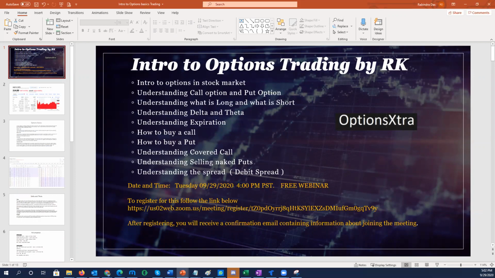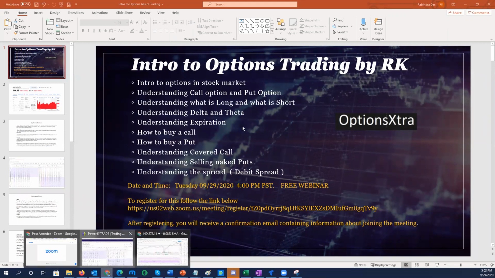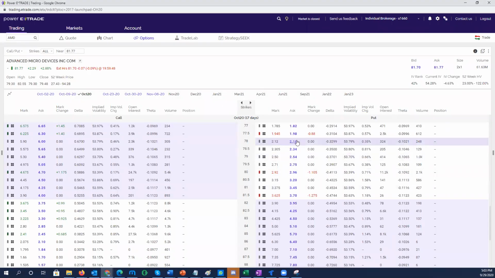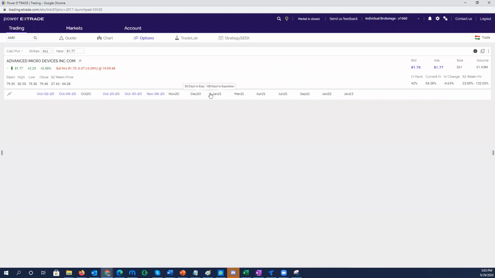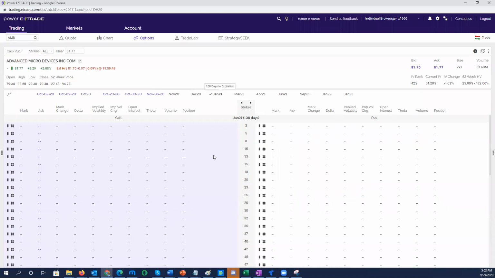Now the other one, we are just a little bit, 2-3 minutes away, so I'll just finish it up. Debit spread. This is also one of the conservative strategies people use. Let me show you quickly on that one. Basically, a spread is nothing but what we saw. I'm just using this AMD.